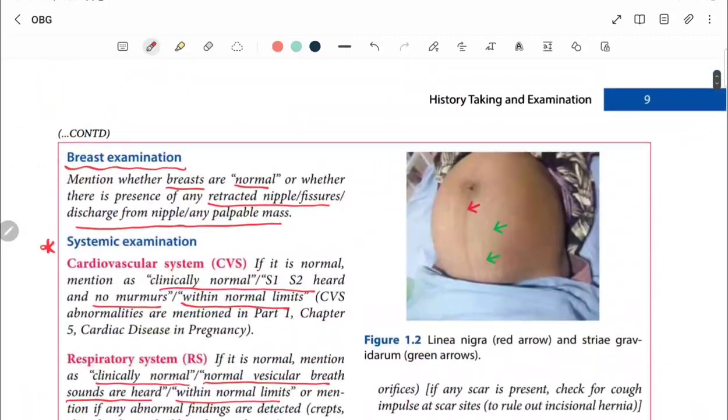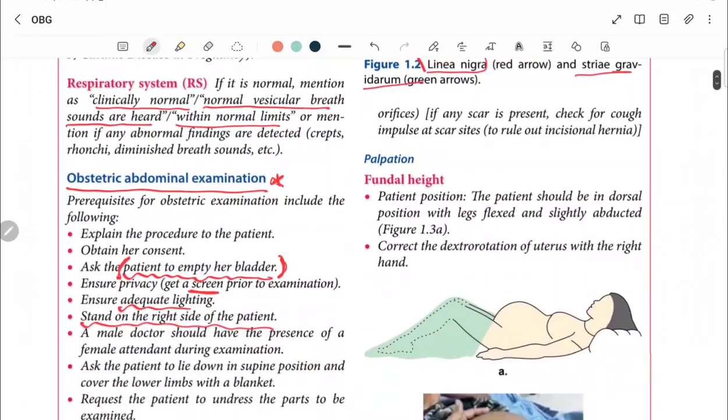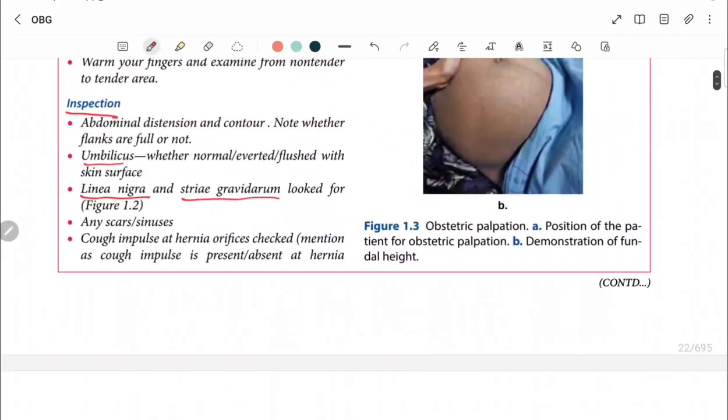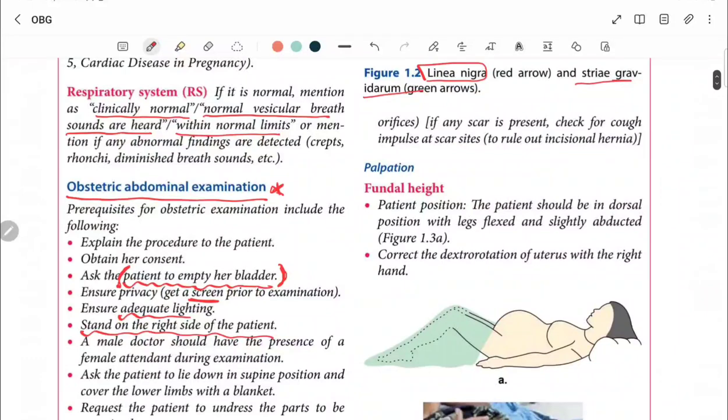So in this figure you can see the linea nigra. This blackish line is your linea nigra, and here there are certain stretch marks, and this is stria gravidarum. Note for any scars or sinuses. Cough impulse at hernia orifices is checked. Mention whether cough impulse is present or absent at hernia orifices. So if any scar is present, check for cough impulse at scar sites.